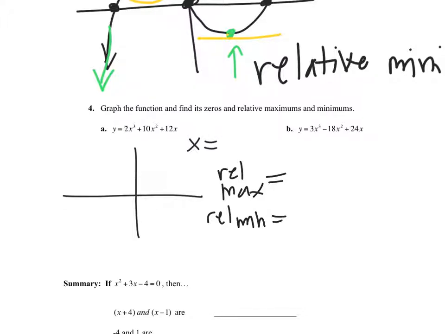So here we go. We're going to graph 2x cubed plus 10x squared plus 12x.